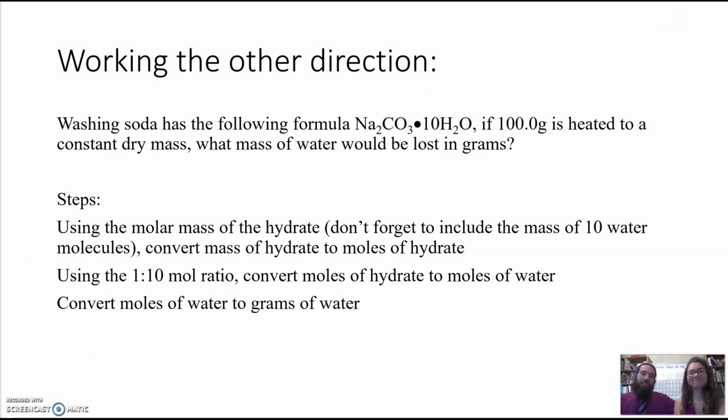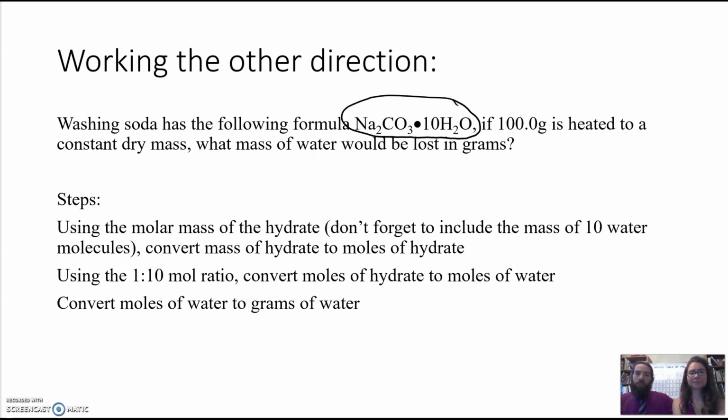This is a really tricky question. So we can actually go in the other direction, meaning that we can have the formula. We know that this is 10 waters. That's a decahydrate. And if we had 100 grams of that and we heated it to a constant dry mass, we can figure out what the mass of the water in that is. So it's kind of working backwards.